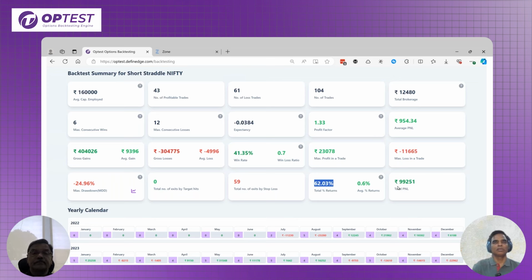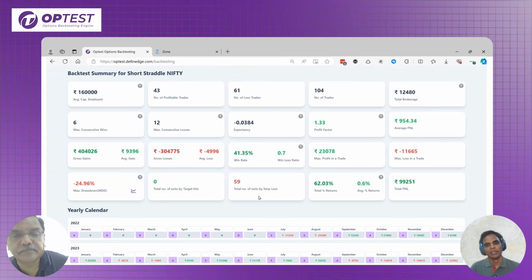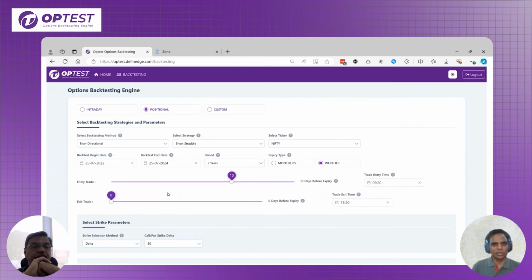So just a simple strategy, we can do this, and then again you can tweak different things. All the loss trades are actually stop loss trades, pretty much 59 and 61. So you can check what is happening there and tweak accordingly. But overall, it looks good. Only the expectancy is close to 0. It's not positive, but fine. Okay, that is a short straddle.